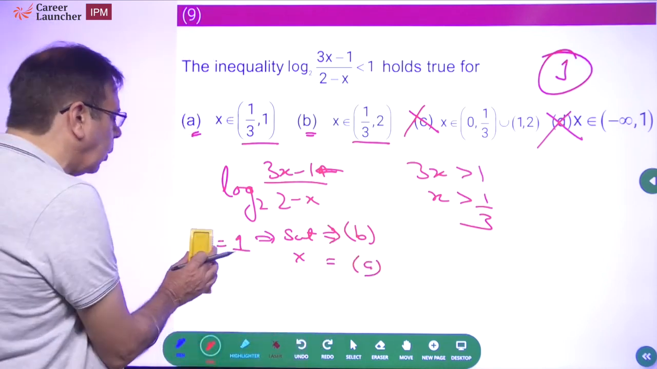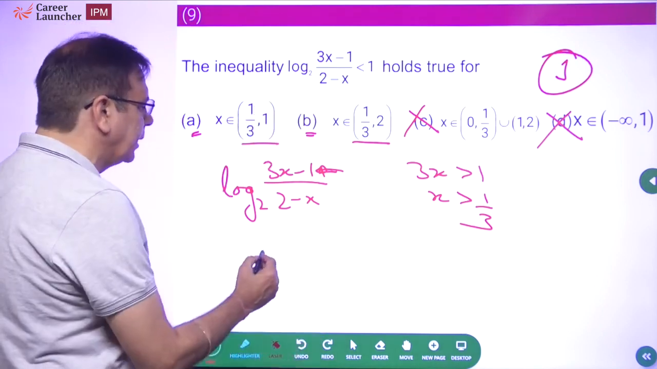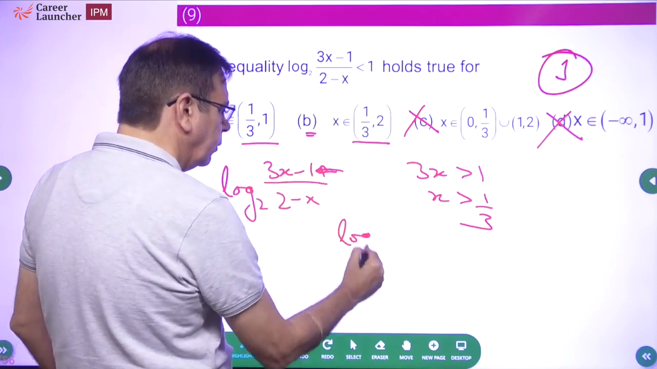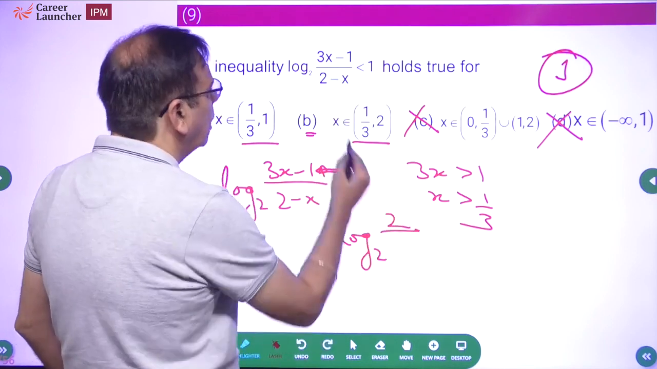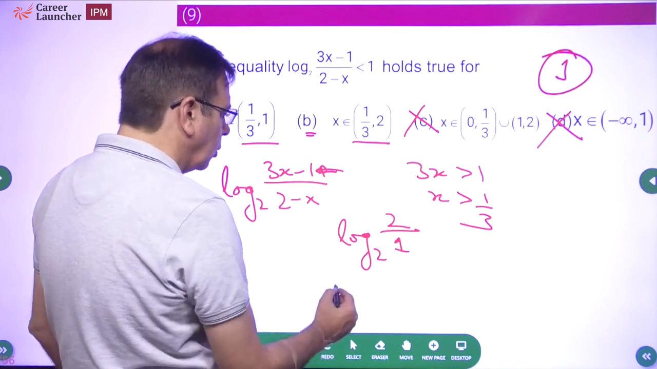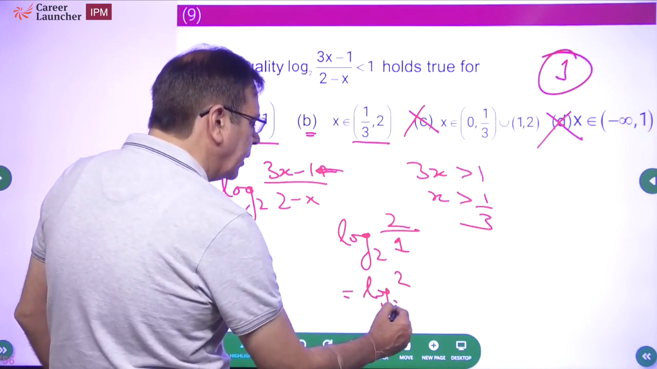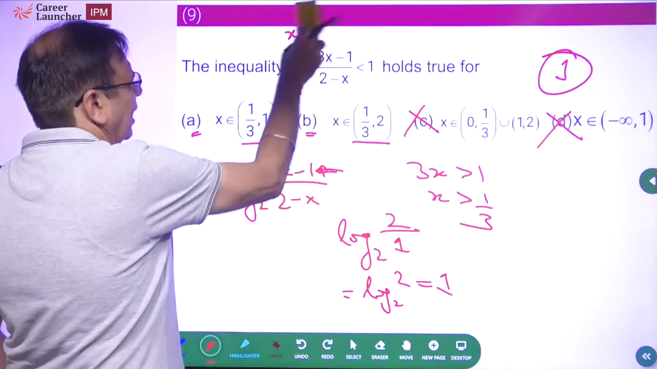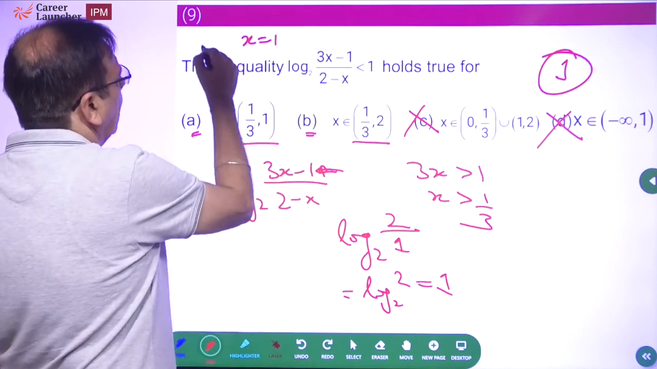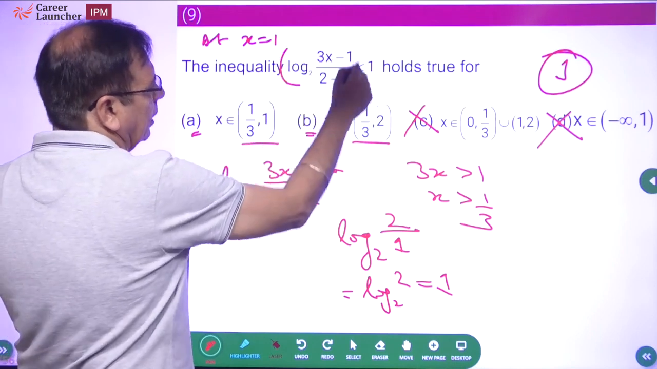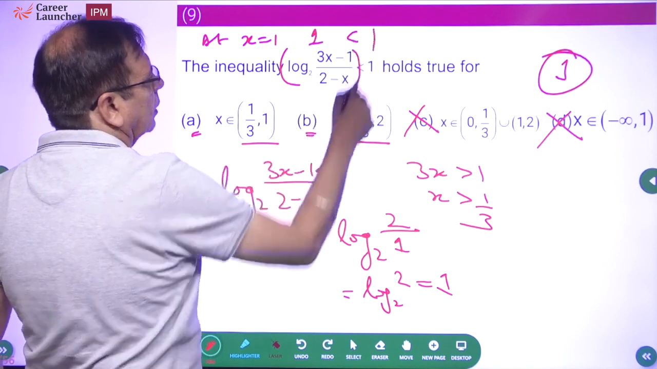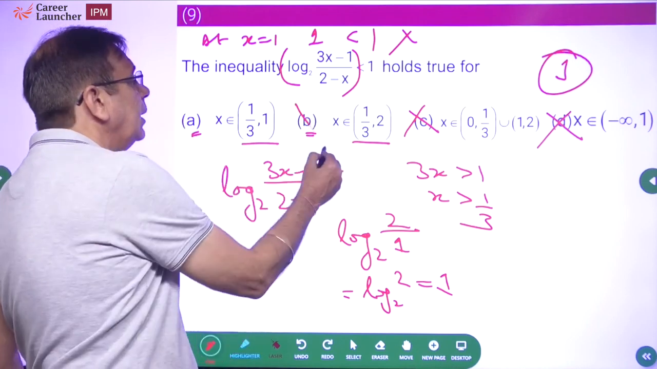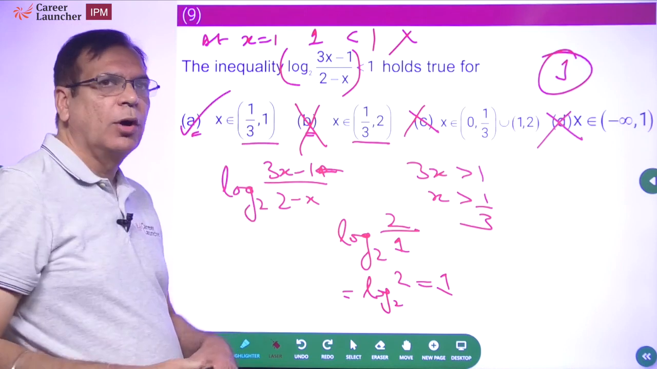So let's check for x equal to 1. If x is equal to 1, what do we get here? 3 minus 1, 2. This will become log base 2, numerator 3 minus 1 is 2, denominator 2 minus 1 is 1. So it becomes log of 2 base 2, which is equal to 1. Sorry, I'm just writing down incorrect things today. So at x equal to 1, we get this expression as 1 less than 1. Not possible. That means 1 cannot be a part of my answer, so choice B is wrong because it includes 1. The correct answer is choice A.